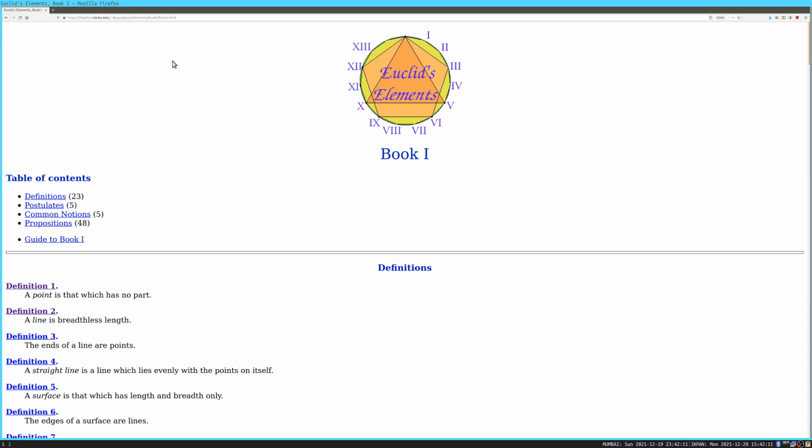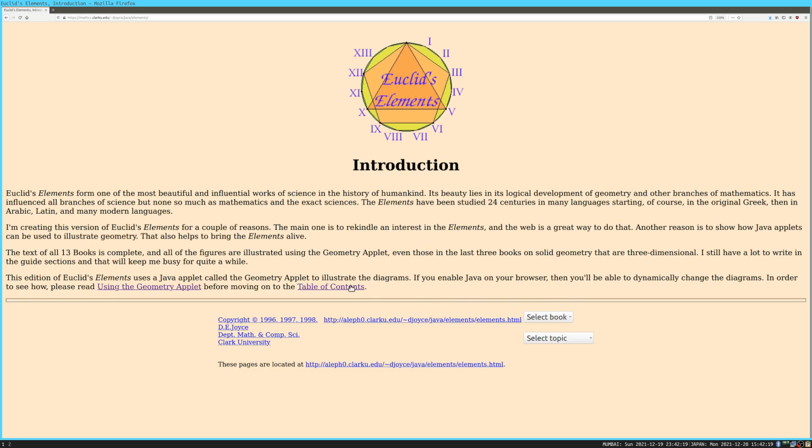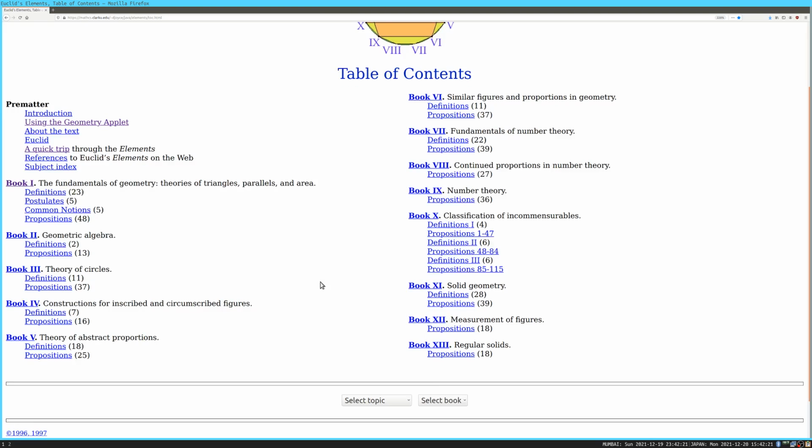There are 13 books. Actually, let's look at the table of contents again. There's this pre-matter, which is his stuff. Book one is the fundamentals of geometry, theories of triangles, parallels, and area. Book two is geometric algebra. Book three is the theory of circles. Book four, constructions for inscribed and circumscribed figures. Theory of abstract proportions is book five. Book six, similar figures and proportions in geometry.